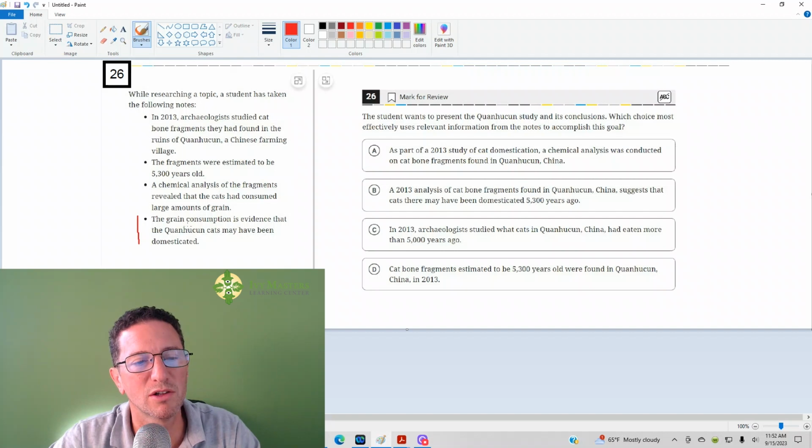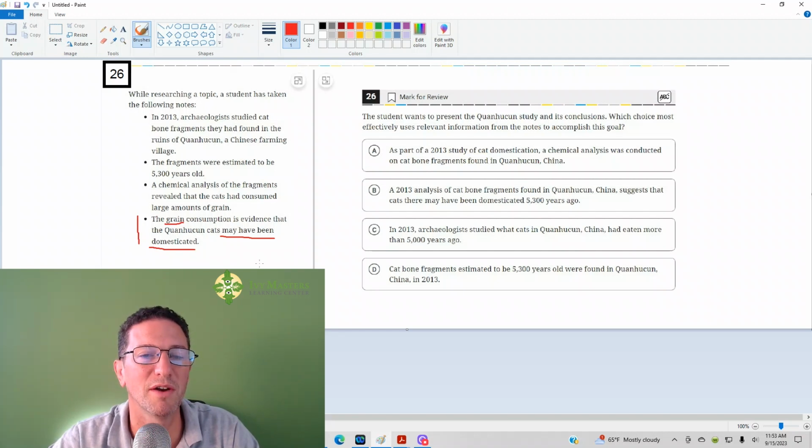So what's the conclusion in the last bullet? They get, hey, they were eating a lot of grain. They weren't just eating mice. So they were probably fed the grain by the people who lived there. They must have been domesticated, fit for the home. We're going to go to the answer choices, and I'll read the question over again, to see what matches that conclusion.